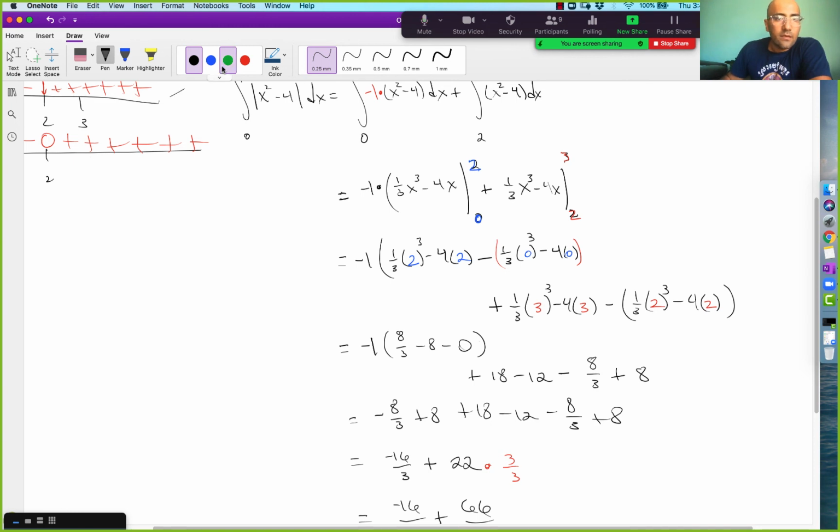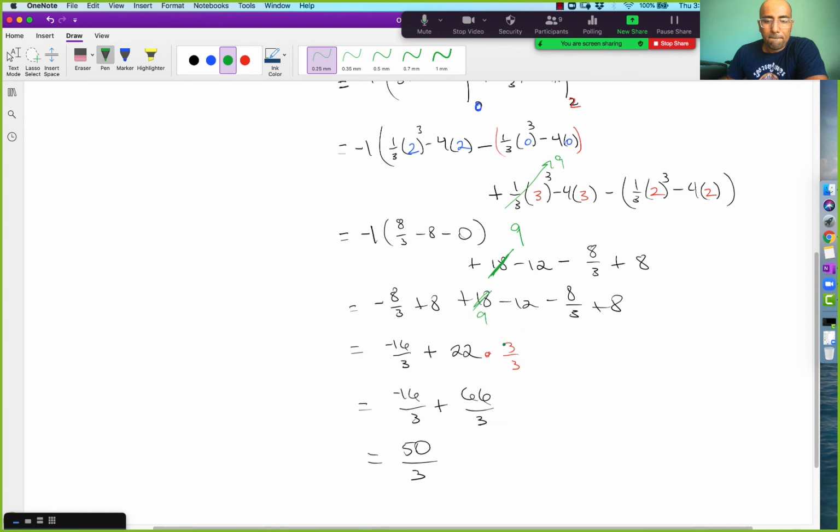Here's my mistake. I blame you guys for not telling me. 3 to the third power is 27. 27 divided by 3 is 9. So not 18. This is 9. Right? This whole thing right here is 9, not 18. So this should be 9. Should be 16. 16 minus 4 is 4. Plus 9 makes it 13.